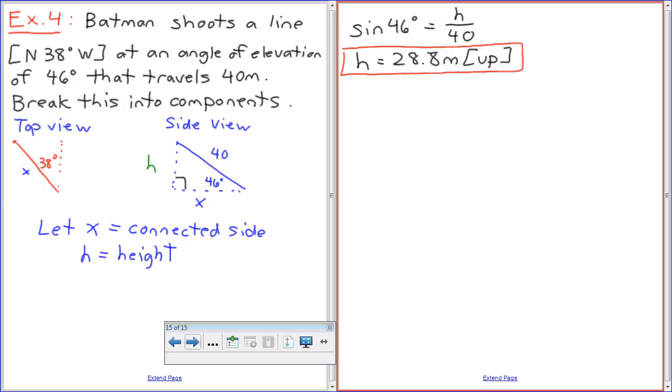I'm going to redraw. So we still need to find X then. Can I call this something else? Can I call that C? Okay, so for what C is going to be, running out of time here, I'm going to say cos of 46 equals C over 40.